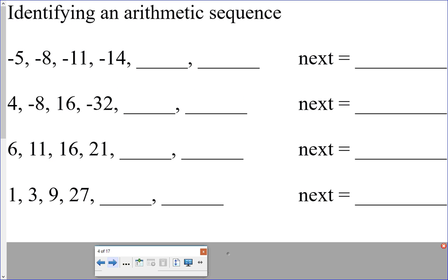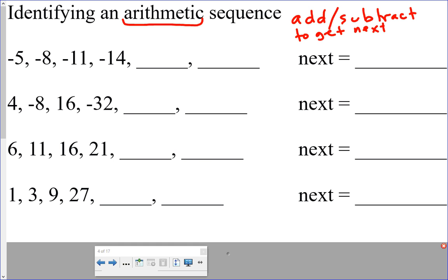On the next, identifying arithmetic sequence, we need to define what arithmetic means. Arithmetic sequence is simply when you add or subtract a number. Add or subtract to get to the next number.